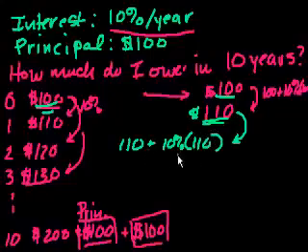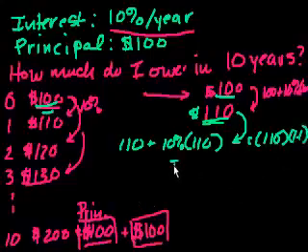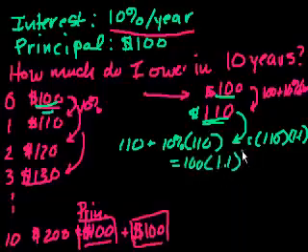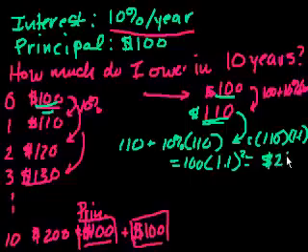And that is equal to, you could actually undistribute the 110 out, and that's equal to 110 times 1.1, right? And so that equals, and actually I could rewrite it this way too. I could rewrite it as 100 times 1.1 squared, and that equals what's $121. And then in year 2, this is my new principal. This is 121. This is my new principal.